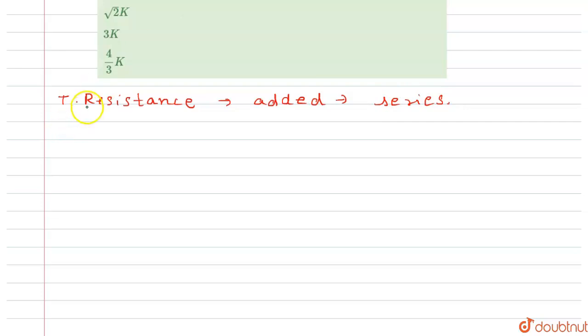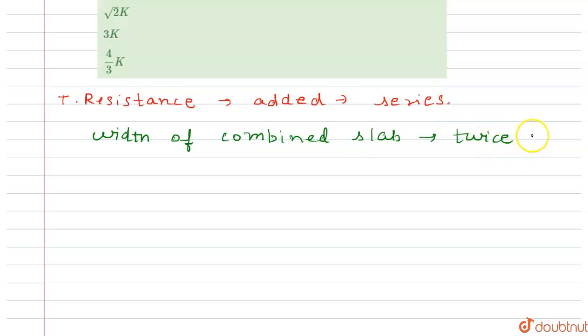But in this case, note that the width of the combined slab is twice, right? It's twice the width of the individual slab, right? The width of the combined slab is equal to twice the width of the individual slab.